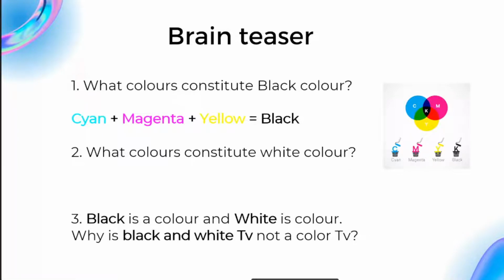Then I think the second question is very simple. What colors constitute the white color? This is the opposite. You have two primary colors and one secondary color. Wow, one, correct.